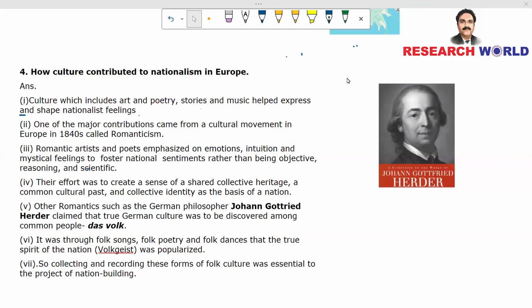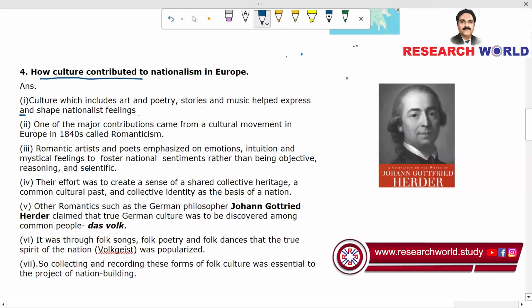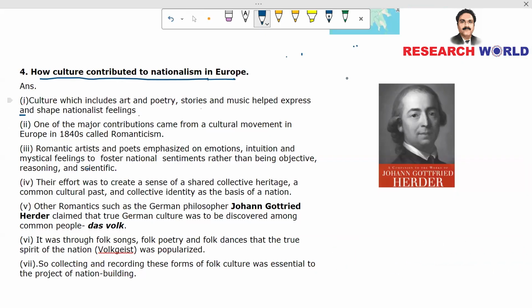Moving on to the fourth question. How culture contributed to nationalism in Europe? We have got 7 points. First one, culture, which includes art and poetry, stories, and music, help express and shape nationalist feelings.